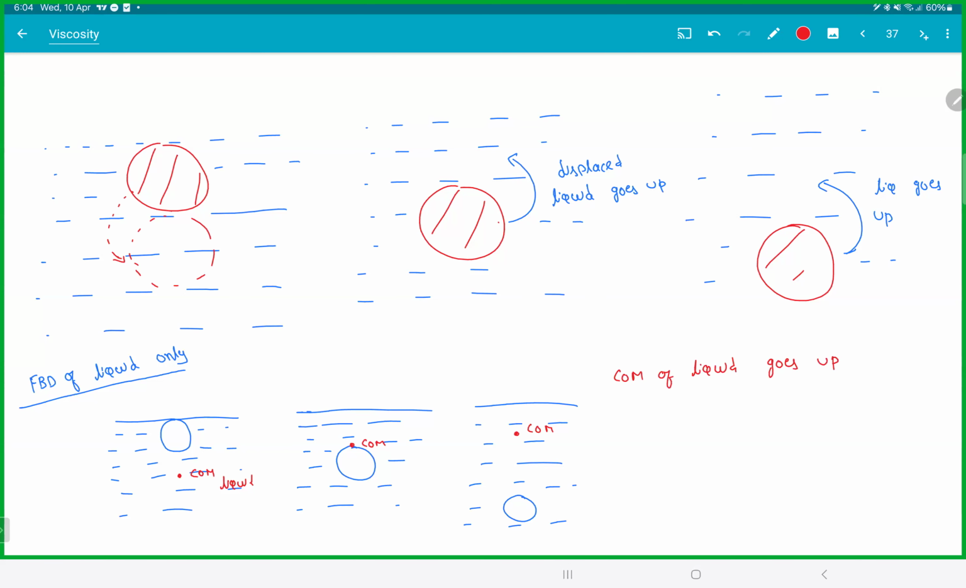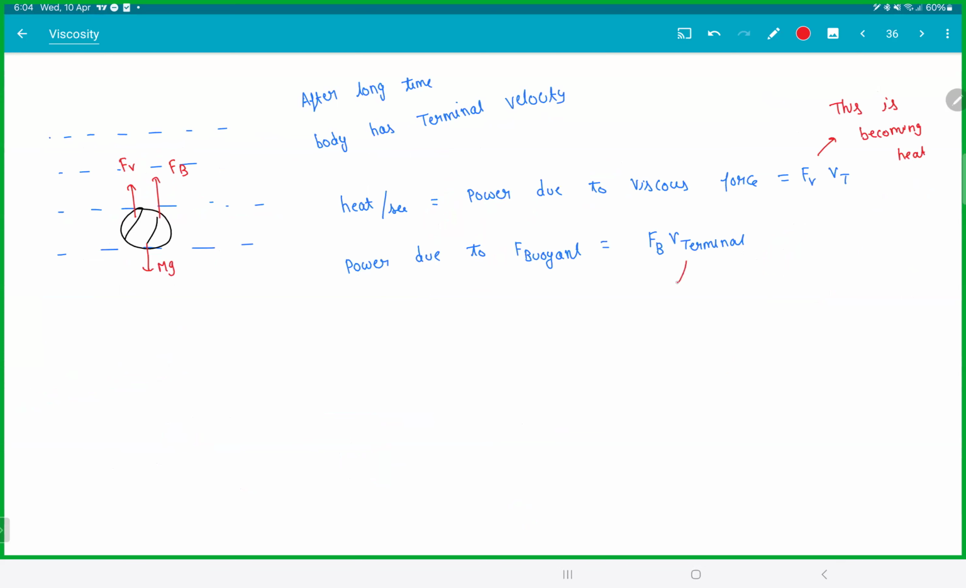So this buoyant force, what it is doing, is increasing the potential energy of the surrounding liquid. The height of the liquid won't change, but internally the liquid is going up continuously. Is that making sense?